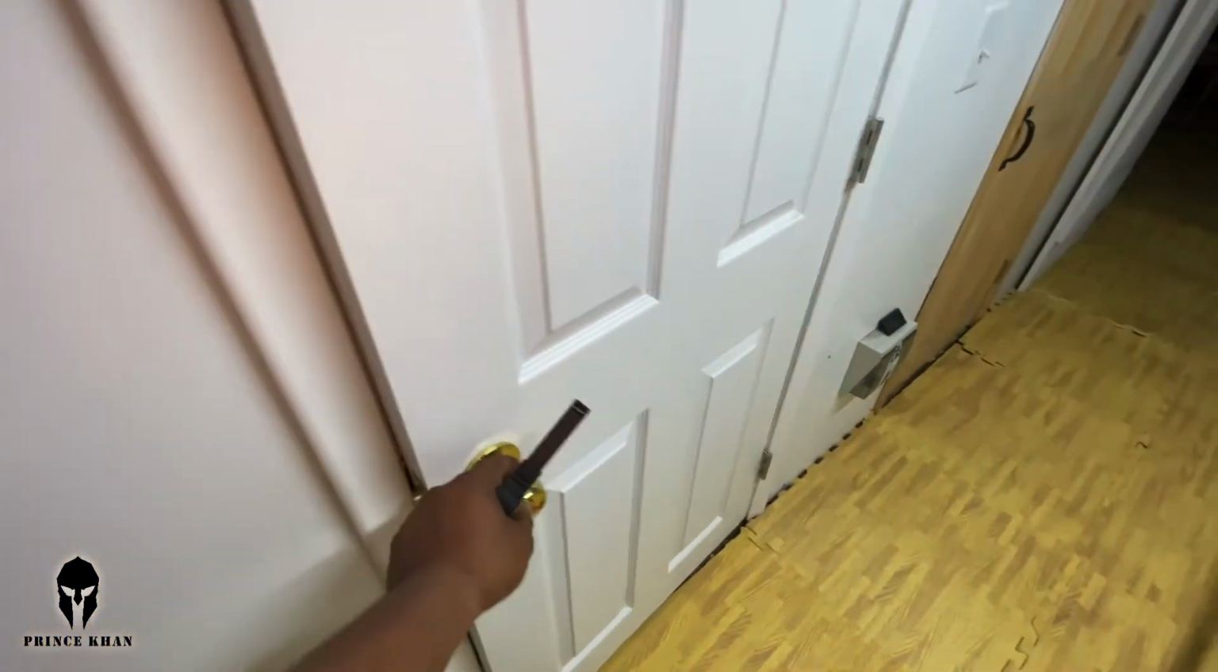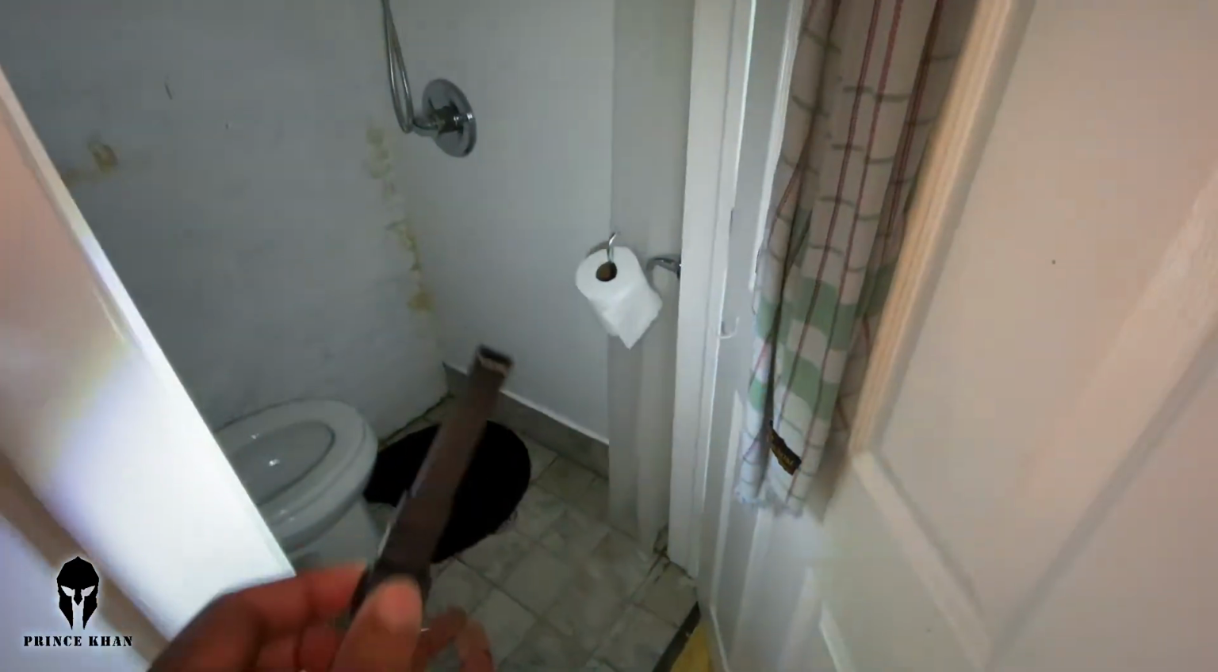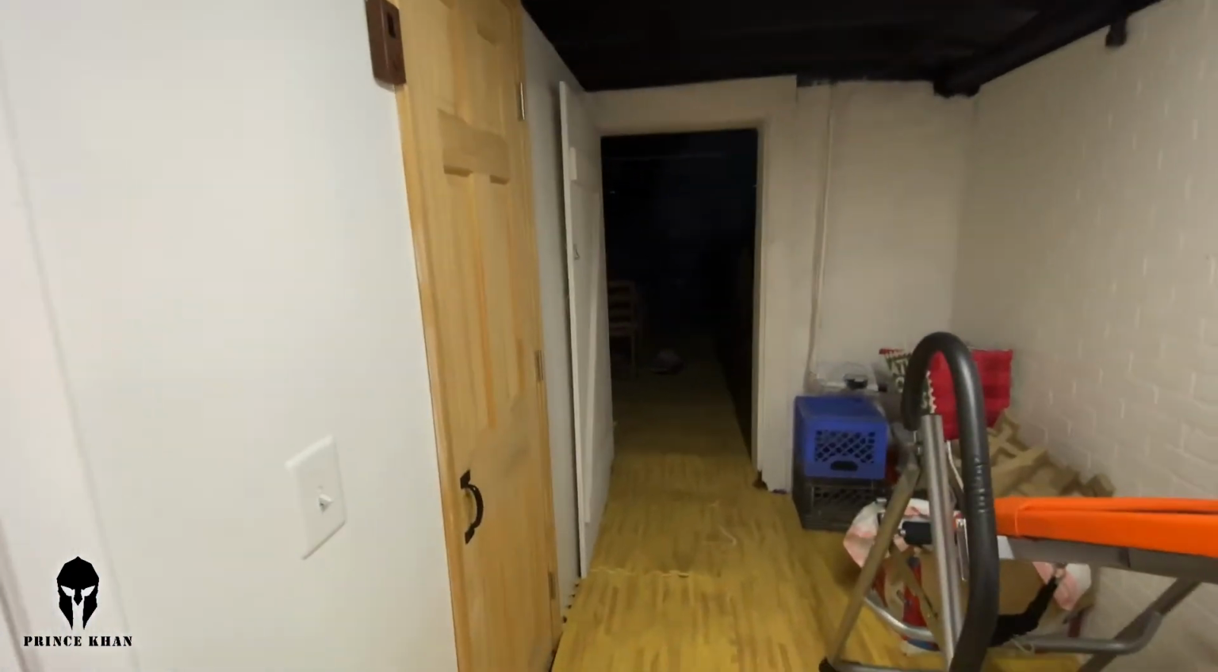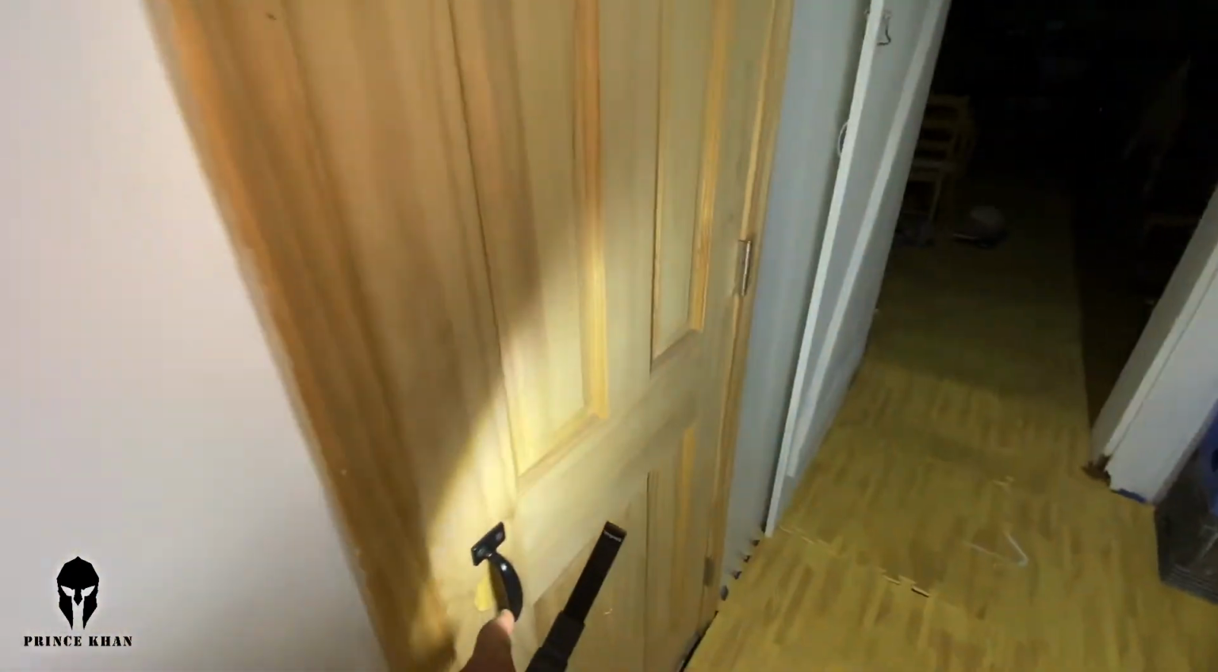The reason I have the system done this way is because I have a small bathroom for the kids with a toilet, and that's the kids' playroom in there. And I also have a sauna.